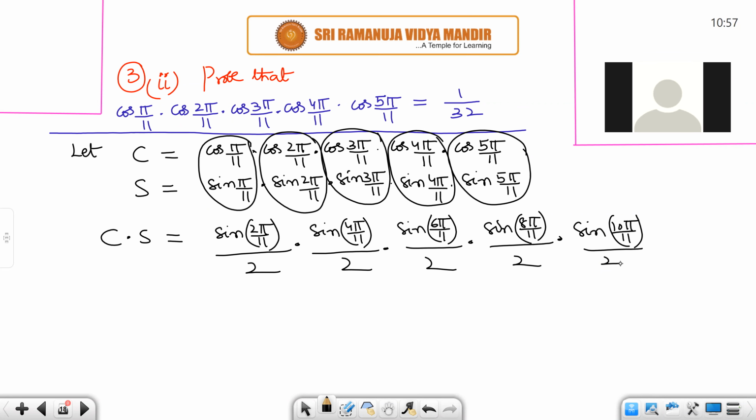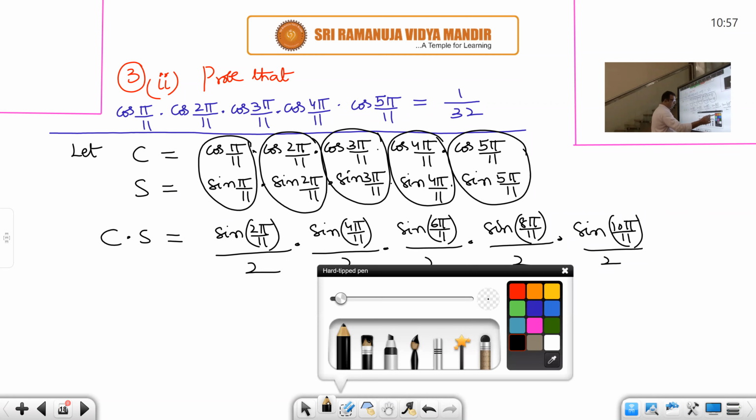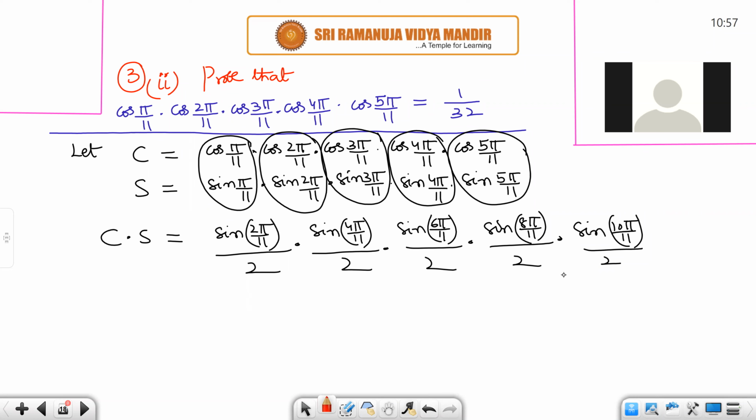Now in S, see carefully, Madhuri. S is a product of how many factors? 5 factors, sir. Now in this numerator, C into S, all those factors will be there. How? Sine 2 pi by 11 is here. Sine 4 pi by 11 is here. Sine 3 pi by 11, 5 pi by 11. Which are equal next? Tell me.